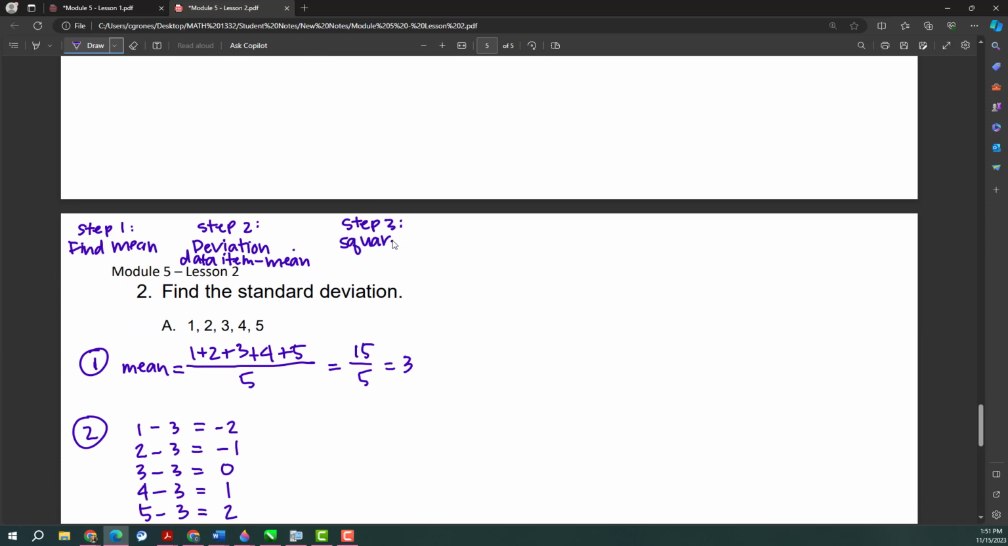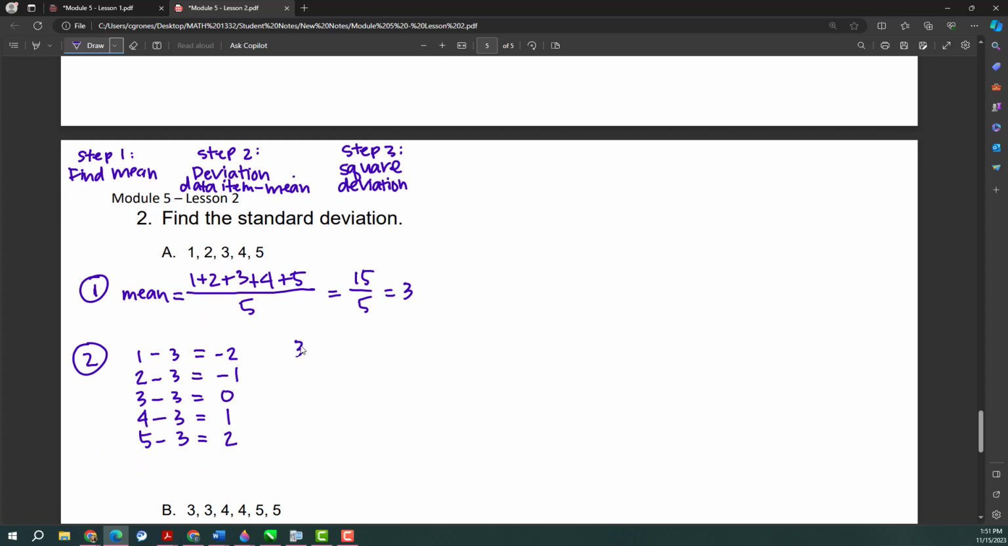So square deviation. So we have (-2) squared, (-1) squared. I'm putting these into parentheses because if you do this in your calculator and just type negative 2 and square it, it would square 2 first and then make it negative. So we want (-2) squared, 0 squared, 1 squared, and then 2 squared.